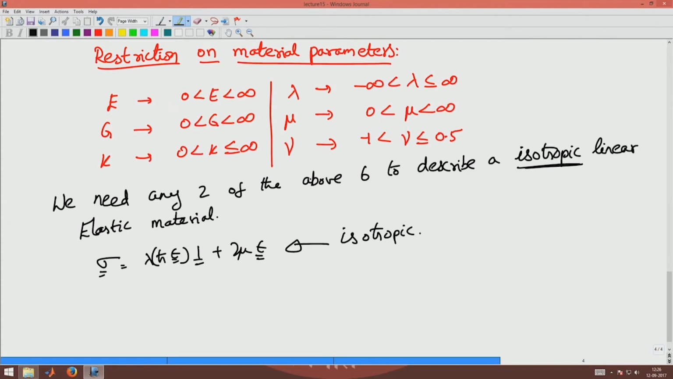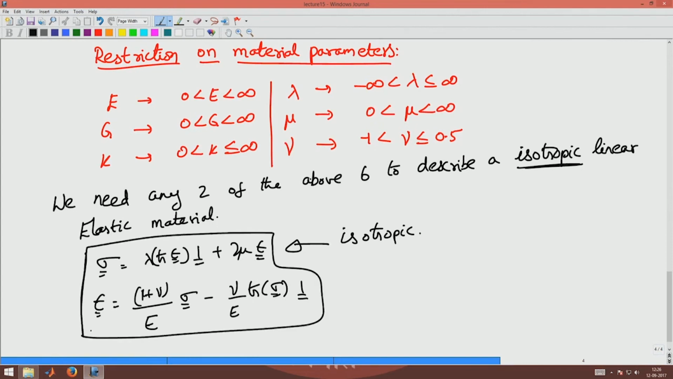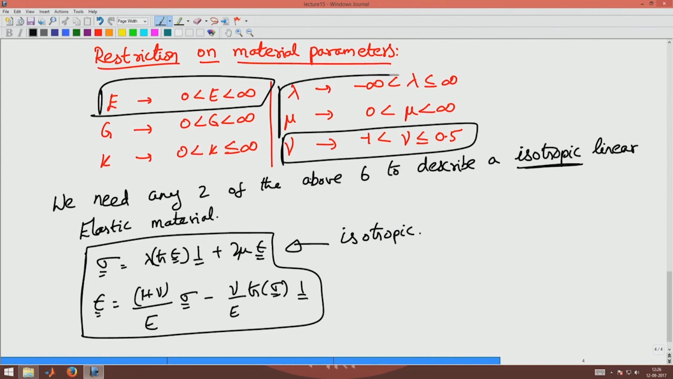Okay. So, to go forward, you have to remember that the stress is given by this expression, and your strain is given by the expression 1 plus nu by E sigma minus nu by E trace of sigma identity. Okay. These 2 expressions you have to remember, and the range of values that the Poisson's ratio can take, the Young's modulus can take, and the Lamé constants can take. Okay. That is what you have to remember to move forward.